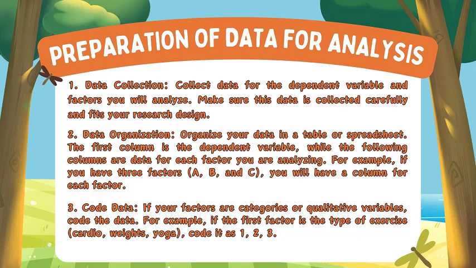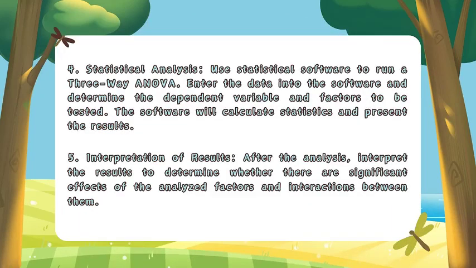The third is code data. If your factors are categories or qualitative variables, code the data. For example, if the first factor is the type of exercise, like cardio, weights, and yoga, code it as 1, 2, and 3. The fourth is statistical analysis.